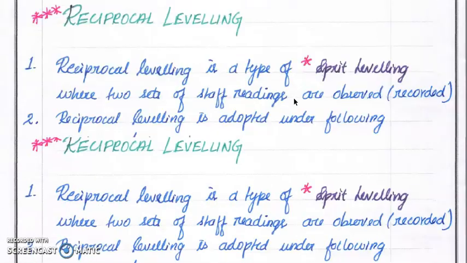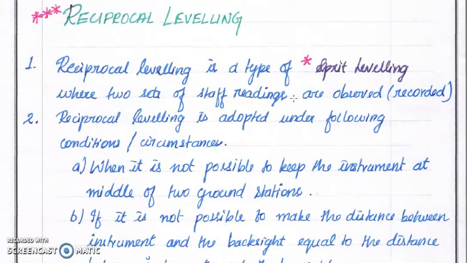Okay, the next problem is reciprocal leveling. Next class, reciprocal leveling. Actually, we already discussed what reciprocal leveling is. In order to avoid the effect of curvature and refraction, reciprocal leveling can be recommended. In this method, the error can be neglected. It's a type of split leveling.